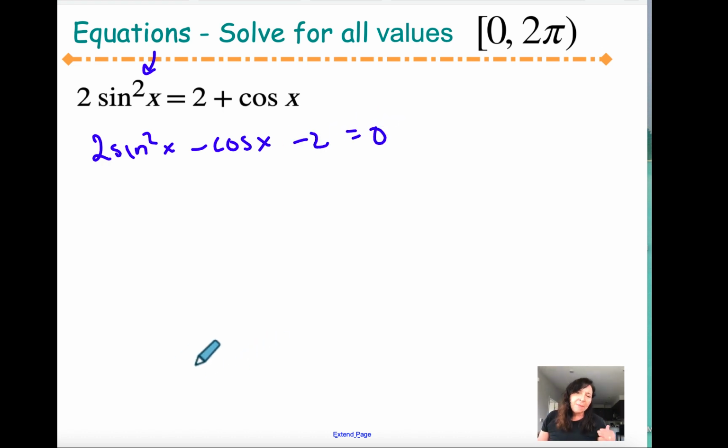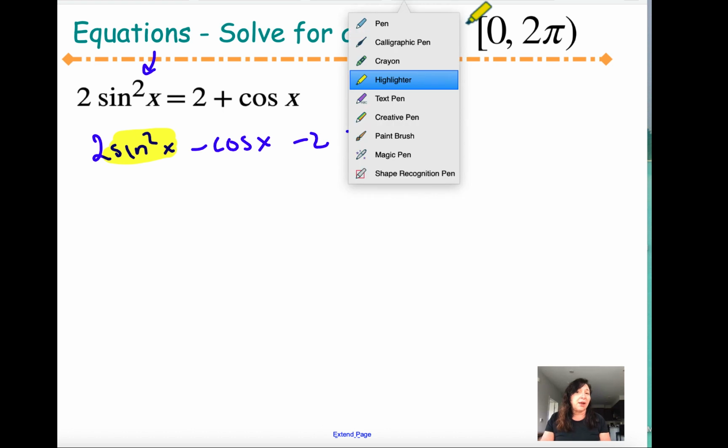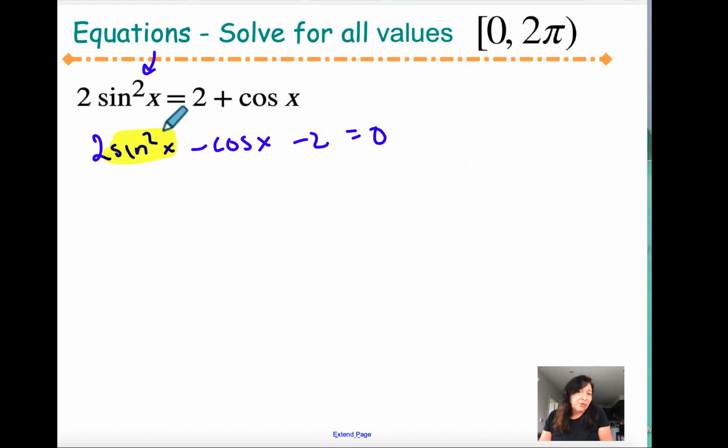This is quadratic. The only problem is I can't factor this, because it's like factoring 2x squared minus y minus 2. You've got a sine and a cosine. So you have to recognize that I can't do that. I need to use one of my Pythagorean identities to replace my sine squared. This right here needs to go because I can't lose the cosine because it's not squared. I can only get rid of the squared values because those are the only ones that I have identities for.